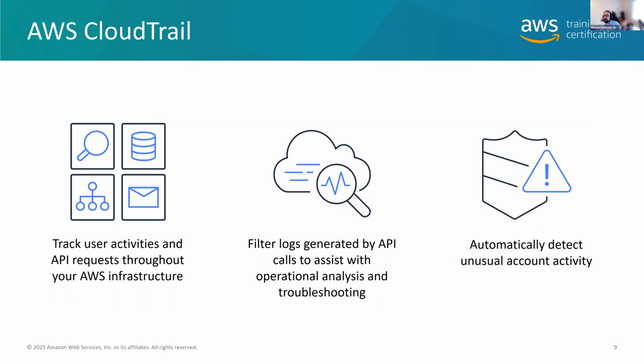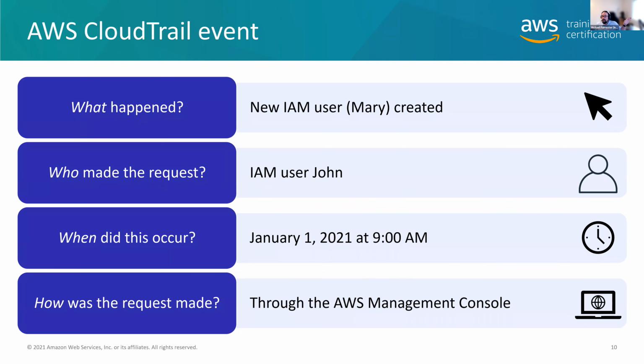CloudTrail will tell you, if someone makes a change to your account or to a resource in your account, what happened, who did it, when did it occur, and how was it made. Like what of the 3 ways, right? And that's really what CloudTrail is for. It logs all of your account activity against your account. So any API call made against your account, it's going to track.